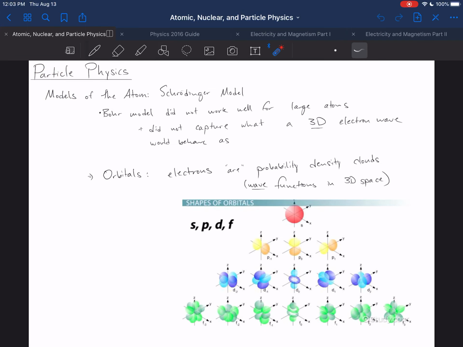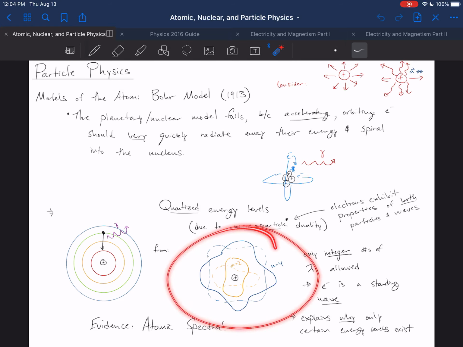And then finally, if we take that model, those two-dimensional standing waves, as the Bohr model, we can then say, well, that doesn't quite work when you do the math out for larger atoms, and did not really capture what a three-dimensional electron wave would behave as, even though it had tremendous success in allowing us to predict the results of atomic spectra mathematically. It did not, in fact, capture what most atoms even were like, in part because most atoms are not these two-dimensional structures. This is clearly just a model for what is going on.